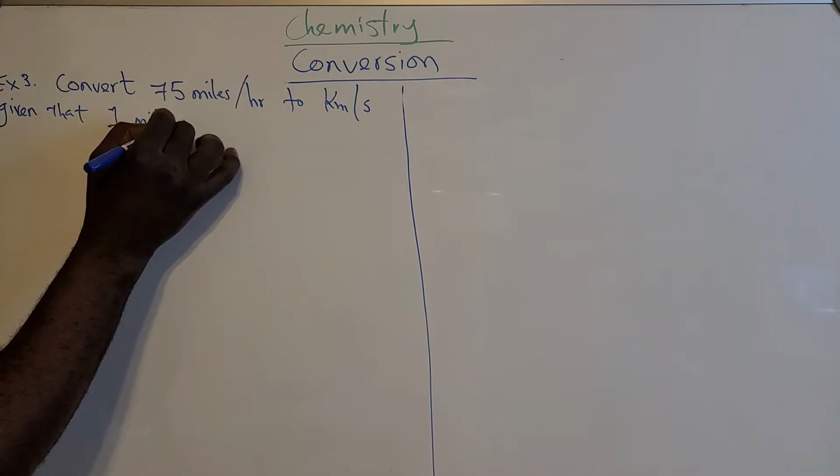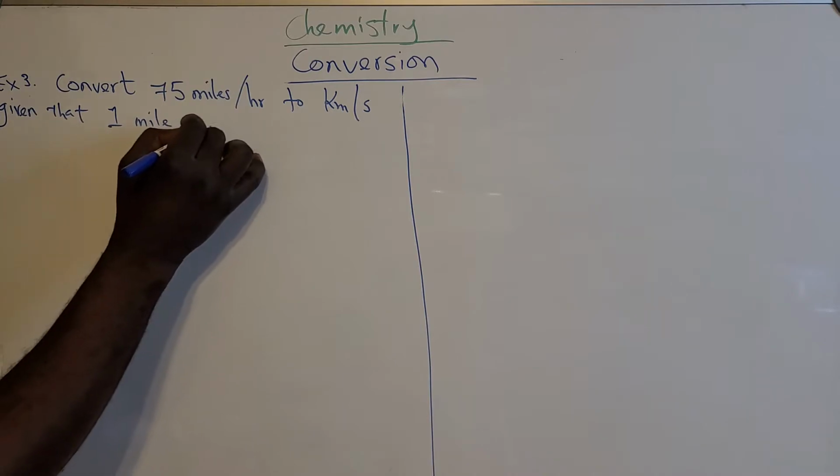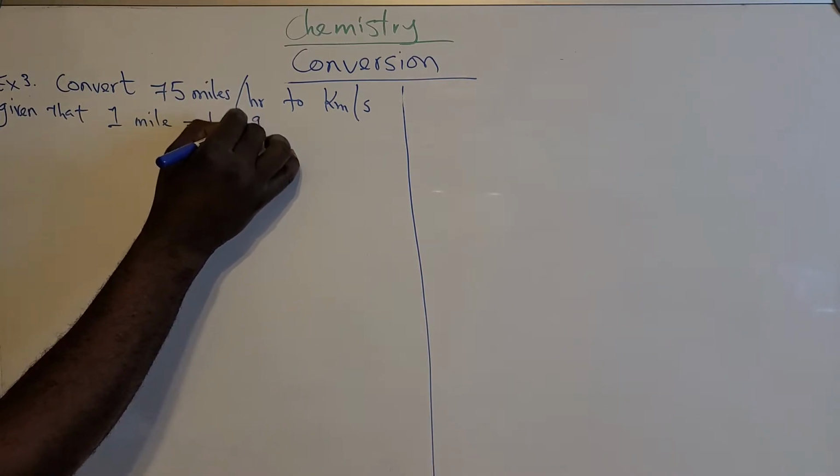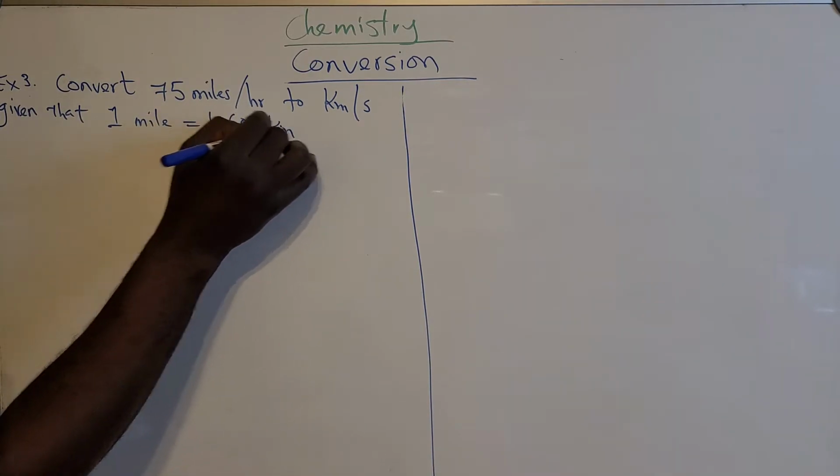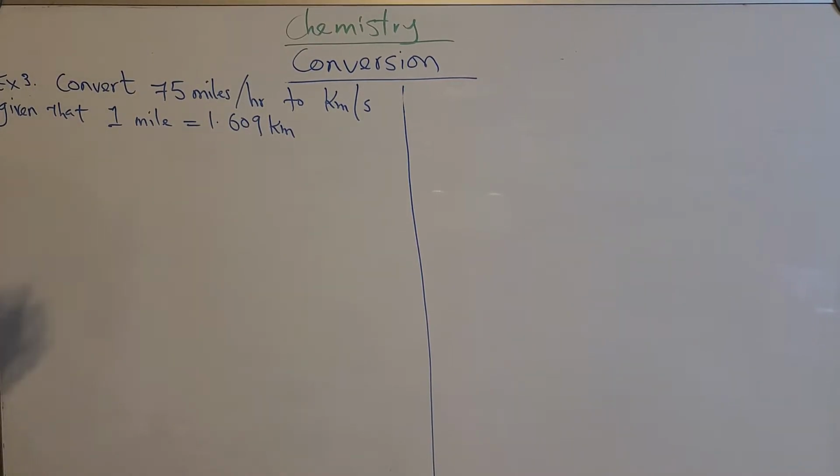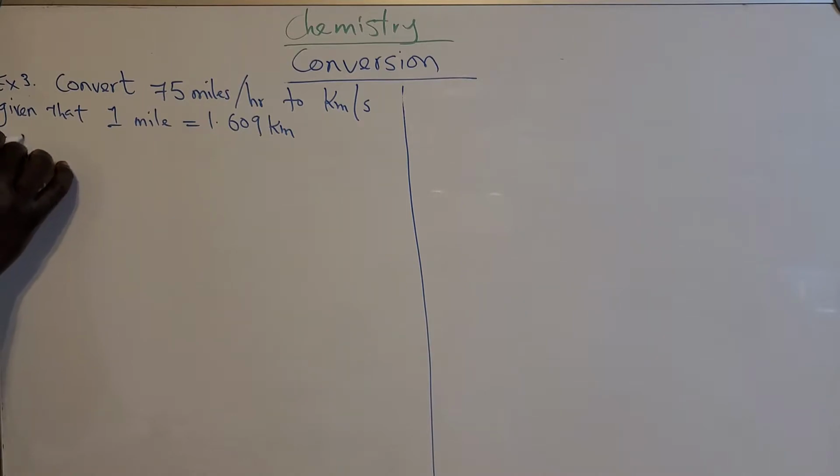Given that 1 mile is equal to, say, 1.609 kilometers, okay? So that's what it gave you. They won't give you something for hour and second, because sometimes they assume that you should know. So solution, let's solve this together.